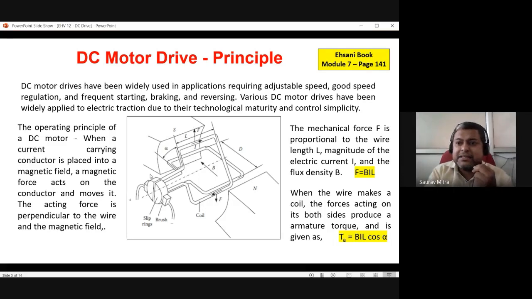We have seen in the last video, lecture number 11, which I will record again completely and upload. So this alpha keeps on changing: when the conductor is vertical, alpha is less; when it is horizontal, alpha is more. To remove the variation in the torque generated, many such conductors are kept, which makes the rotation process smooth. And this is the rotating principle of a DC motor.